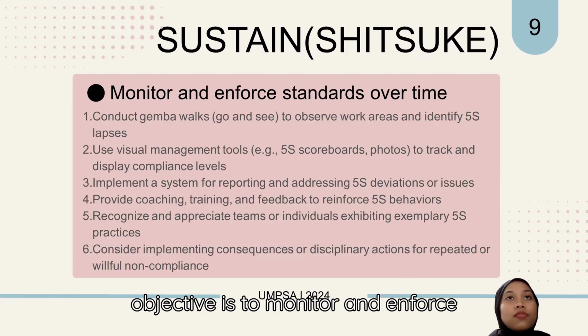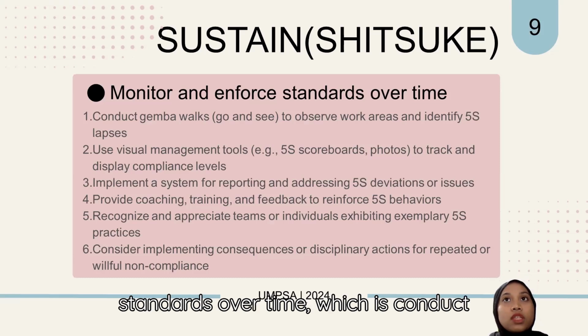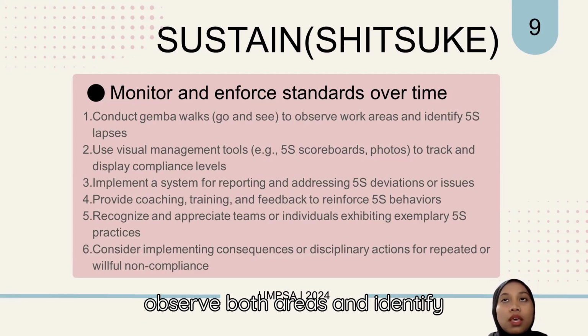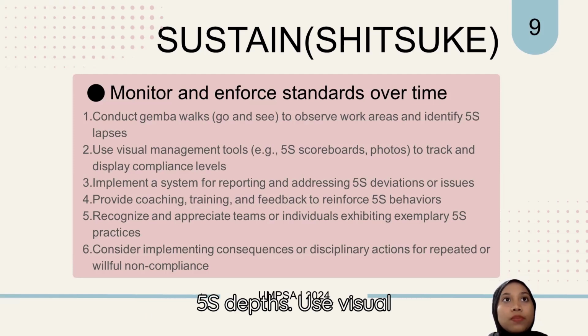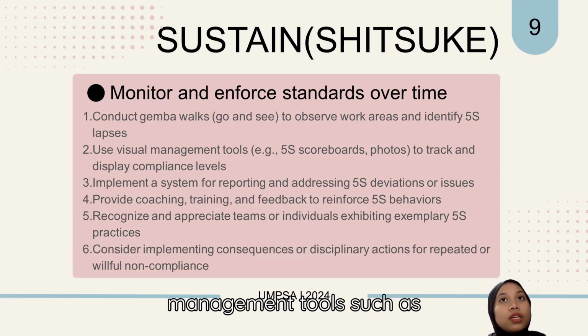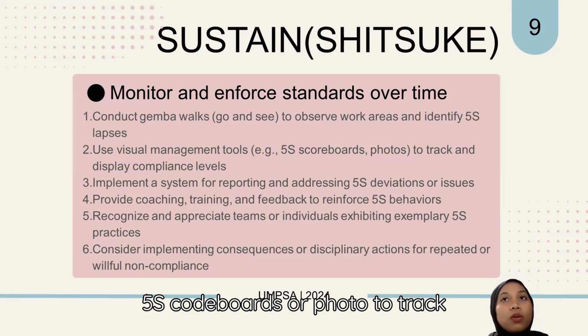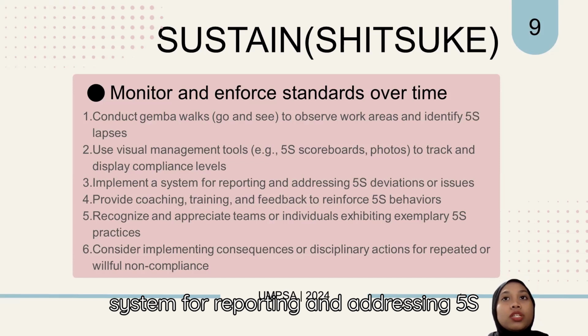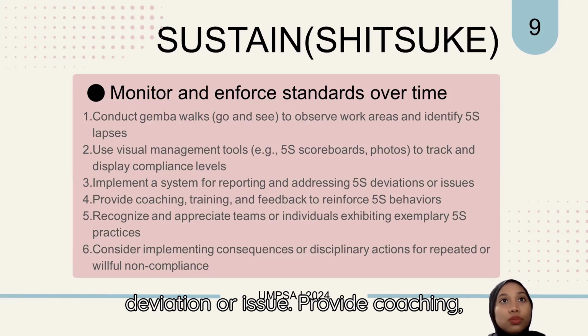The second objective is to monitor and enforce standards over time, which is to conduct Gemba walks, that is, go and see, to observe work areas and identify 5S lapses. Use visual management tools such as 5S scoreboards or photos to track and display compliance levels. Implement a system for reporting and addressing 5S deviations or issues.